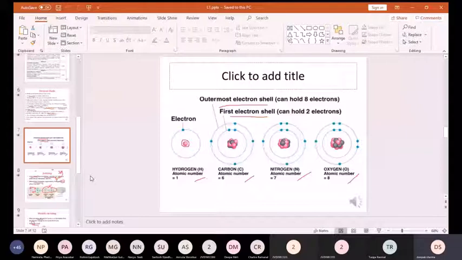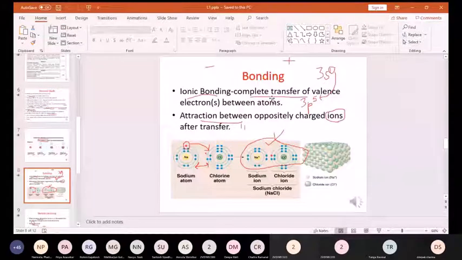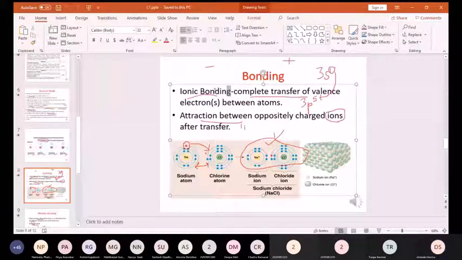And we started with the bonding, right? We started initially with the ionic bonding, where complete transfer of valence electrons happens between the atoms. So Na will give one electron, and chlorine will take one electron to become stable. So Na will be positively charged after giving the electron, and chlorine, after receiving the electron, will be negatively charged. The attraction between the oppositely charged ions, Na and Cl, after the transfer of electrons, that attractive force is called ionic bonding.